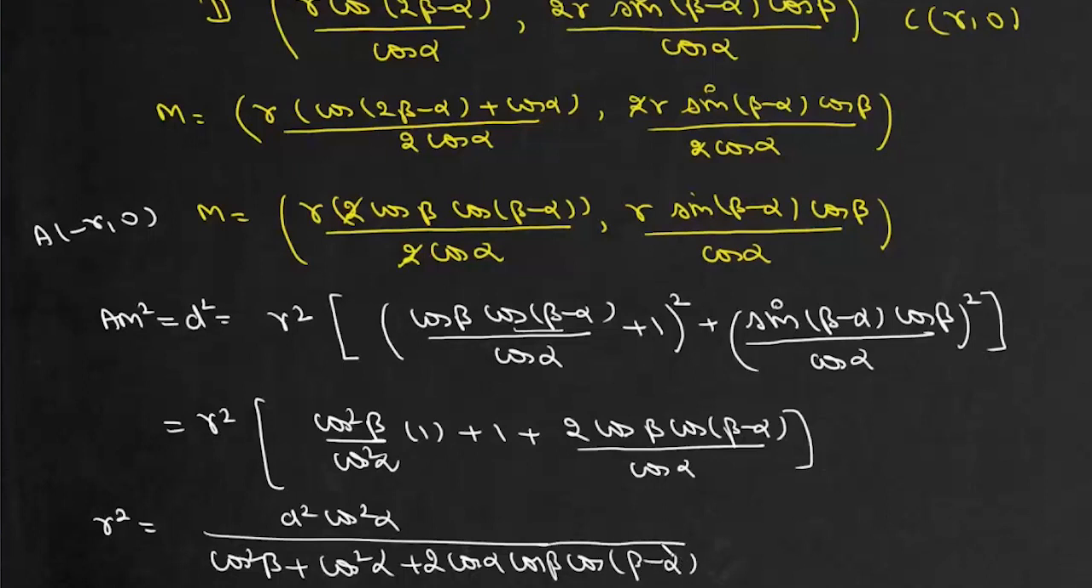So we have got this r square in terms of d, alpha and beta, and we need area of this circle. So area of this circle is pi r square. So all we need to do is we have to multiply it with pi. So area of the circle is pi d square cos square alpha upon cos square beta plus cos square alpha plus 2 cos alpha cos beta and cos beta minus alpha, and this is what we need to prove in this question.